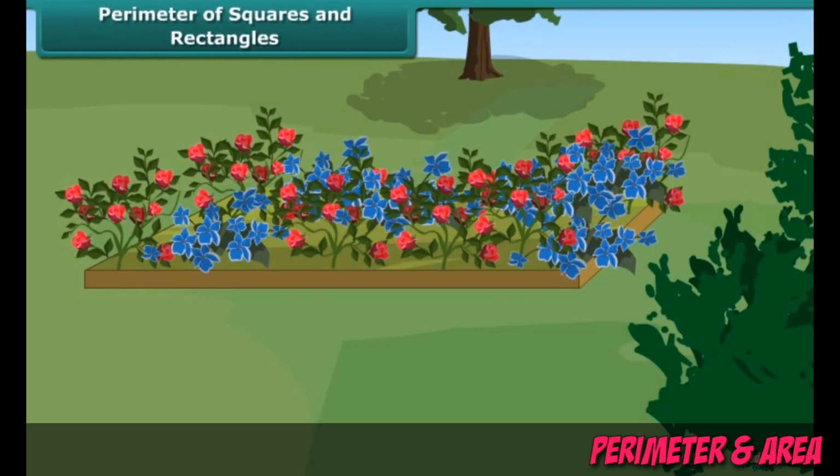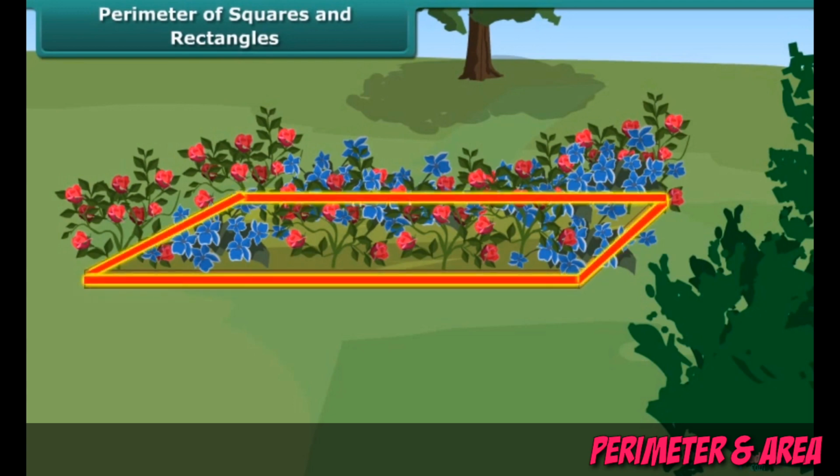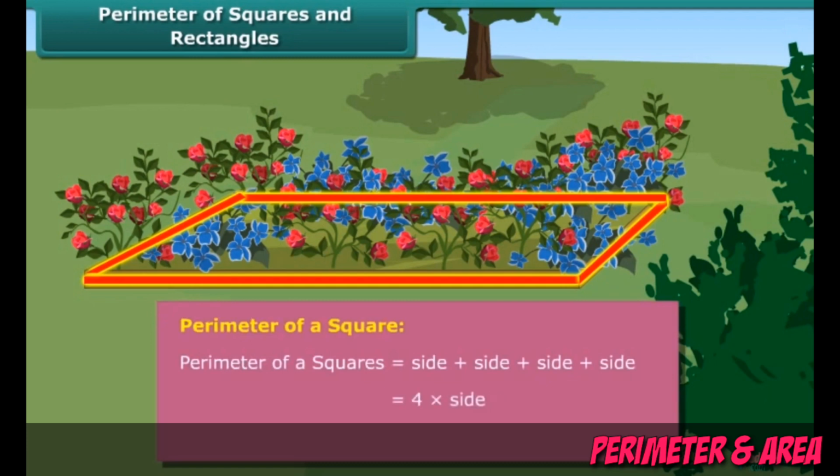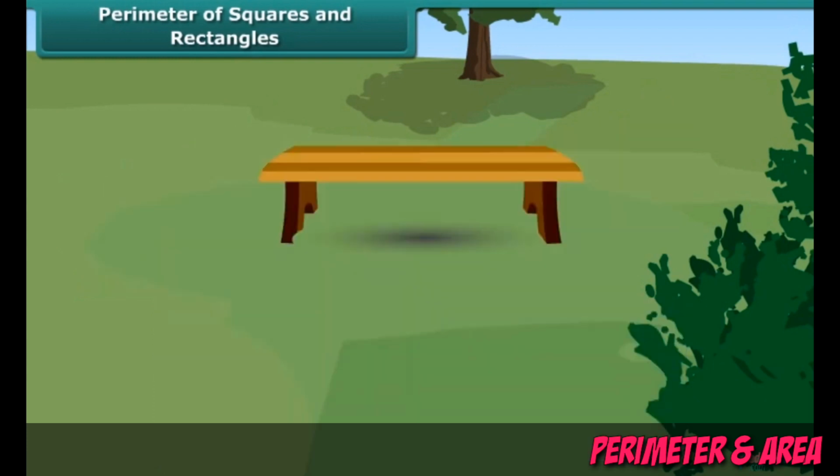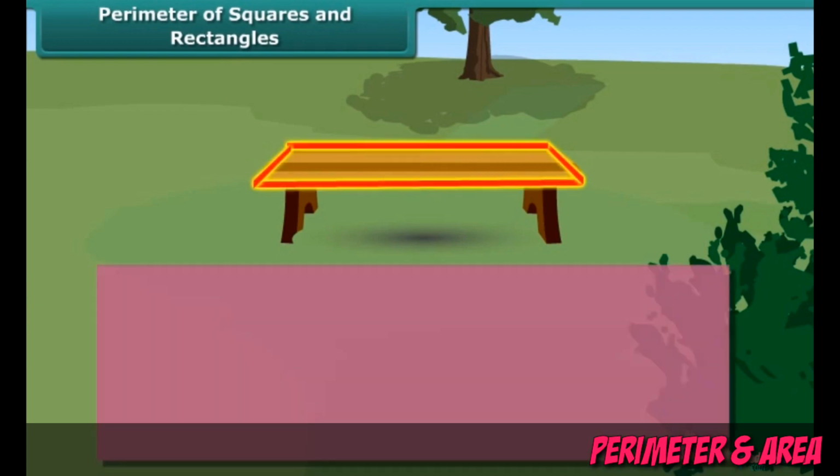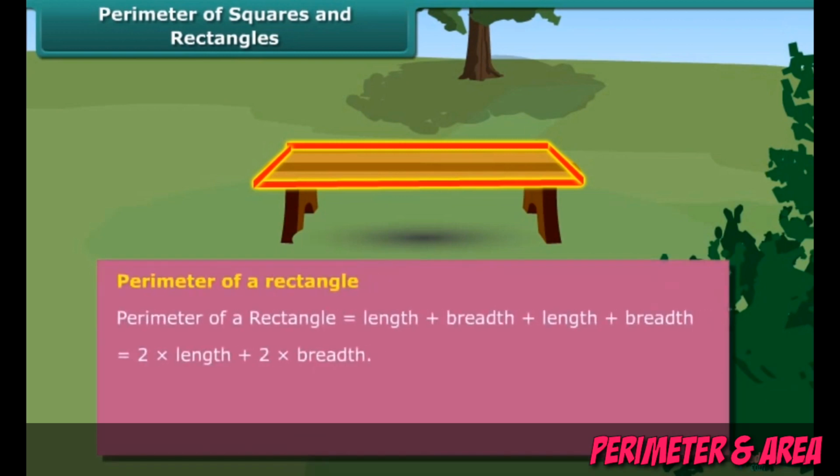Perimeter of squares and rectangles. Students, can you measure the boundary of the flower bed in the park? Yes, by measuring the sides of the flower bed. So, the perimeter of a shape is the outer boundary of the shape. The perimeter of a square is the sum of the sides of the square. Do you understand what perimeter is? Can you find the perimeter of the rectangular bench in the park? Yes, we have the measures of the length and breadth of the rectangle. The perimeter of a rectangle is the sum of its lengths and breadths.